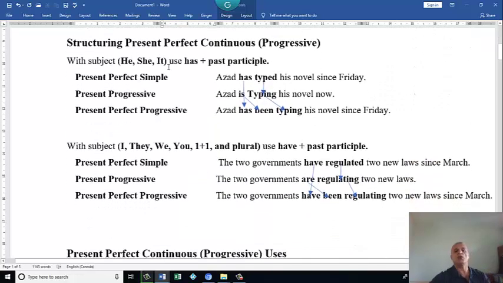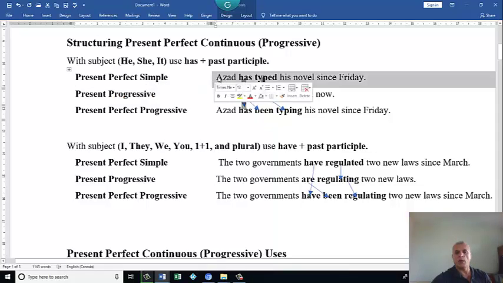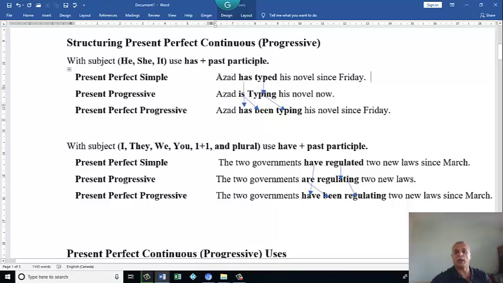When we have a subject, he, she, it, then we use has, then the past participle, then we add the ing form. Let's look here. The first one is present perfect simple. We have the subject, has, then the past participle of type, typed: Azad has typed his novel since Friday. Now we have present perfect simple, has plus past participle. Then how to make it progressive? They have to make a difference between present perfect and present perfect continuous or progressive.